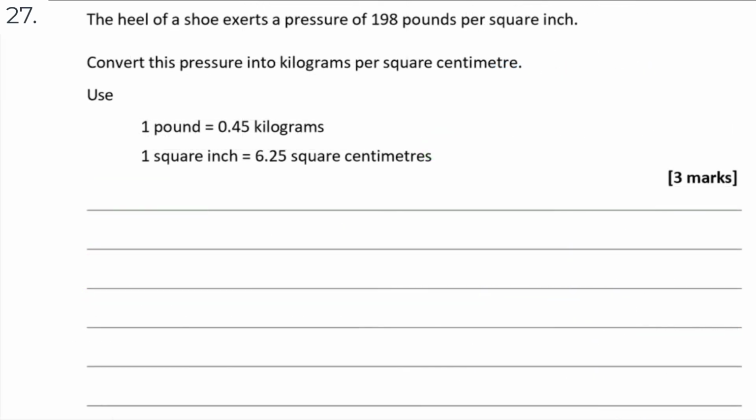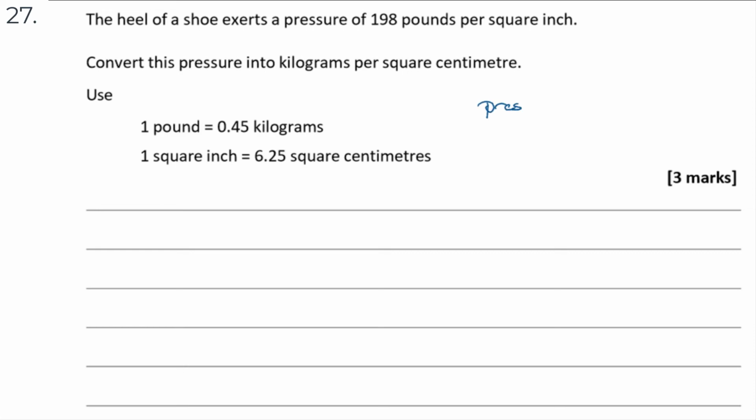The heel of a shoe exerts a pressure of 198 pounds per square inch. Convert this pressure into kilograms per square centimetre. Use 1 pound equals 0.45 kilograms and 1 square inch equals 6.25 square centimetres. Okay, now what's missing here is the formula for pressure. Do you know what it is?